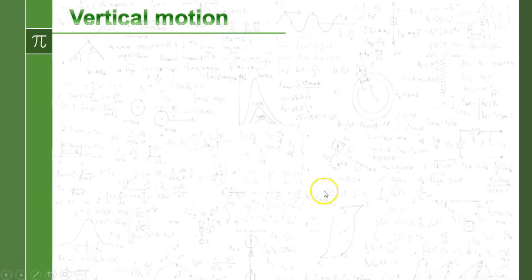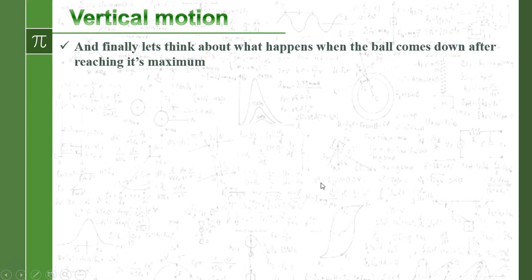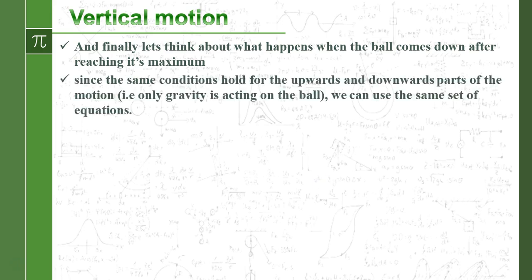Okay, moving onwards. What we're going to do now is think a little bit about what happens when the ball's coming back down, which is what I was alluding to on the previous slide. Because acceleration is constant throughout this, it's minus 9.8 meters per second squared. So as it goes up, it's decelerating at minus 9.8, and then when it comes back down, it's still got an acceleration of minus 9.8 meters per second squared.